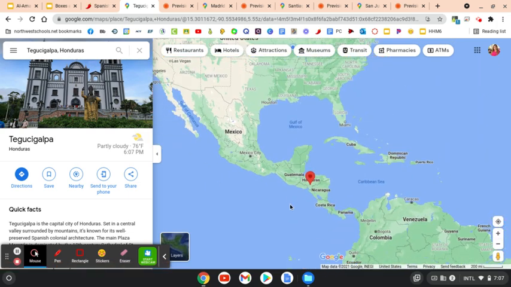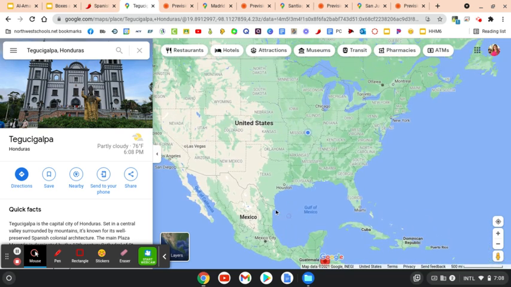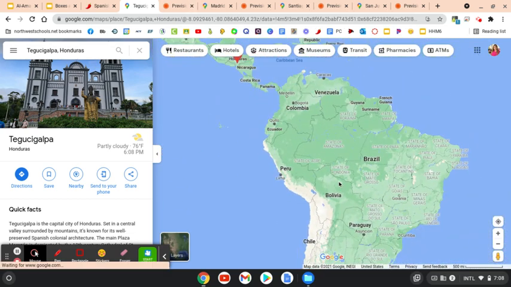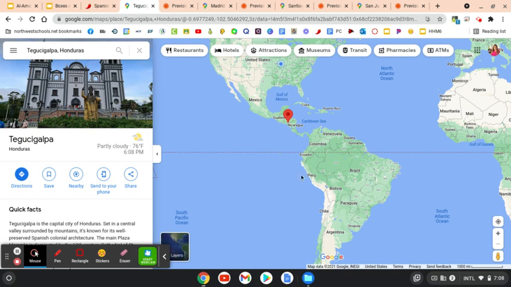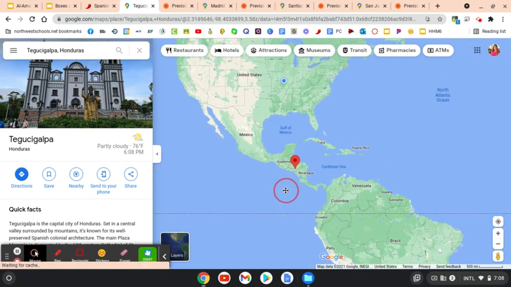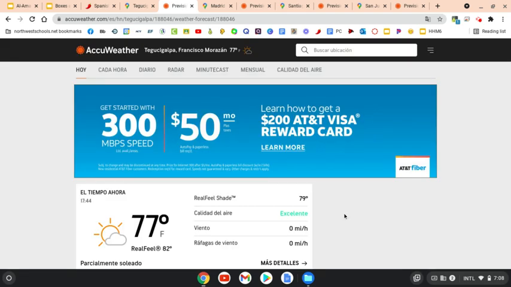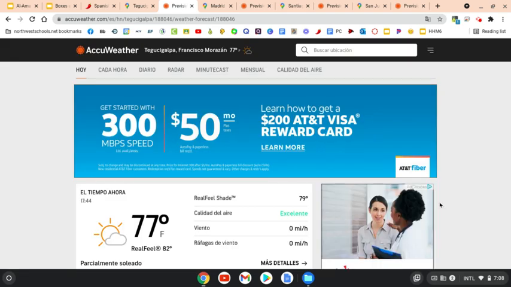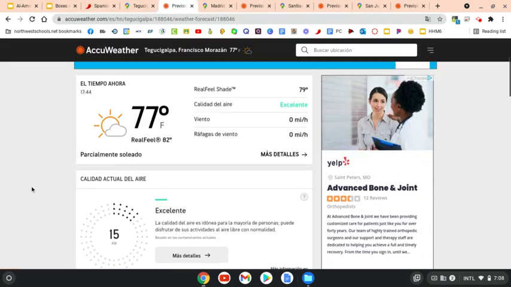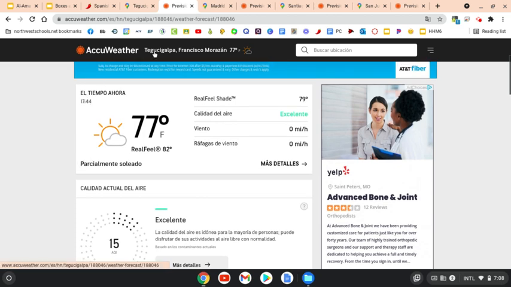Honduras está en América Central. Okay, so no está en América del Norte y no está en América del Sur. Honduras está en América Central. Now, vamos a ver al tiempo. Al tiempo is the weather. Oh, that's not what I wanted. Okay. El tiempo en Tegucigalpa, Honduras.